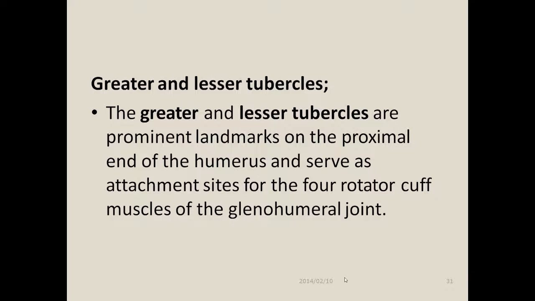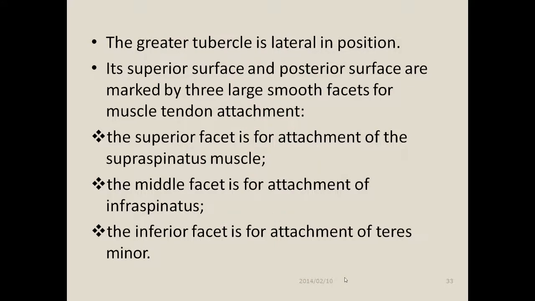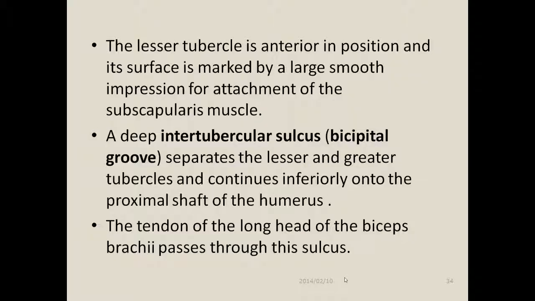The greater and lesser tubercles are prominent landmarks on the proximal end of the humerus and serve as the attachment sites of the rotator cuff muscles of the glenohumeral joint. The greater tubercle is lateral in position. Its superior and posterior surfaces are marked by three large smooth facets for muscle tendon attachment. These are the superior facet, for the attachment of supraspinatus muscle, the middle facet, for infraspinatus muscle, and the inferior facet, for the attachment of teres minor muscle.